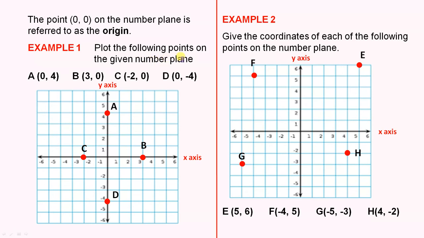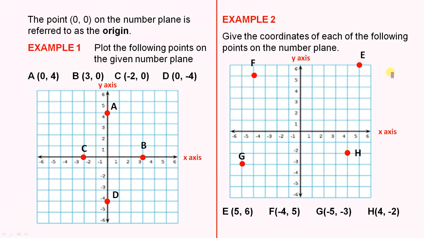Plot the following points on the given number plane. The first one is (0, 4). Start here. 0 for the x-axis, 4, so there's (0, 4). B is (3, 0). 3 across, and you don't go up or down because the second digit is 0. Number C, (-2, 0). 2 to the left, and you stay there. And the last one, (0, -4). Start here, 0, you don't go left or right, and there's -4. So we've plotted those 4 points there.